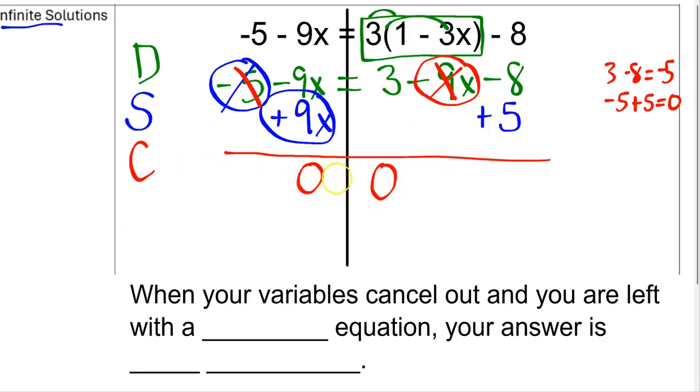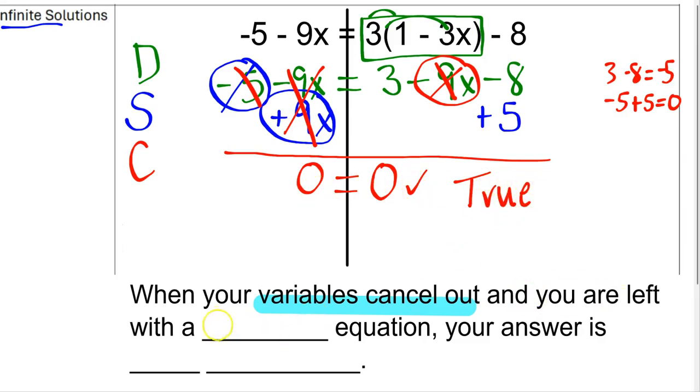Now, my equation that I end up with is 0 equals 0. My variables canceled out, right? Just like the last one. Your variables cancel out. That's really important. And you are left with, let's look at what kind of equation this is. This is 0 equals 0. Yes. This is a true equation. This is true. 0 equals 0.